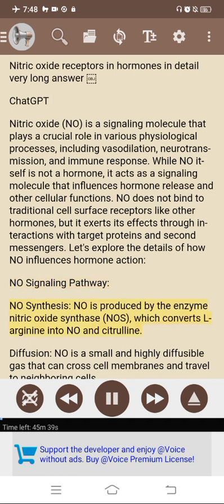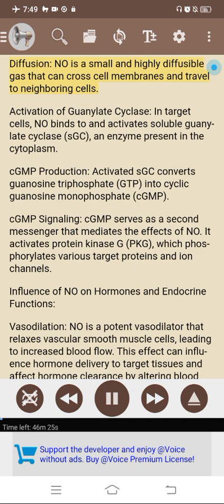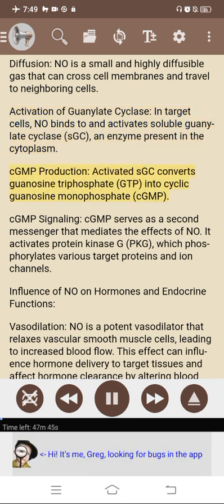NO signaling pathway. NO synthesis. NO is produced by the enzyme nitric oxide synthase (NOS), which converts L-arginine into NO and citrulline. Diffusion. NO is a small and highly diffusible gas that can cross cell membranes and travel to neighboring cells. Activation of guanylate cyclase. In target cells, NO binds to and activates soluble guanylate cyclase (sGC), an enzyme present in the cytoplasm. cGMP production. Activated sGC converts guanosine triphosphate (GTP) into cyclic guanosine monophosphate (cGMP). cGMP signaling. cGMP serves as a second messenger that mediates the effects of NO. It activates protein kinase G (PKG), which phosphorylates various target proteins and ion channels.